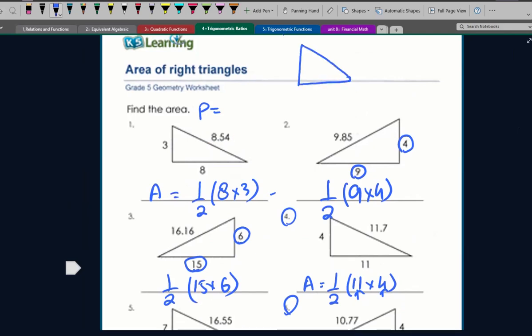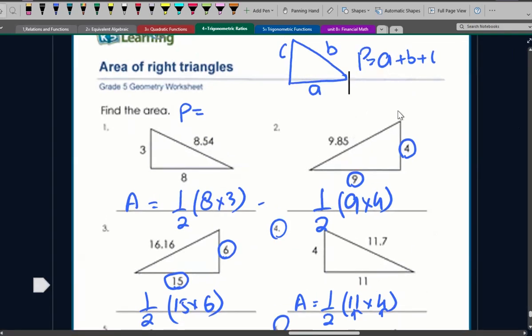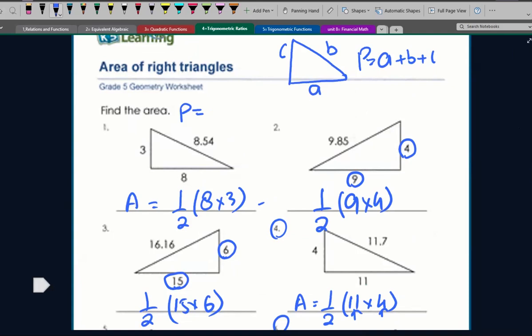We can say that the sides are A, B, and C. If you add A, B, and C, you would get the perimeter. Remember that perimeter is the boundary around a shape, right? So the perimeter for this triangle is going to be, we can start from here, A plus 3 plus 8.54. That's going to be the perimeter. You don't have to calculate it here.